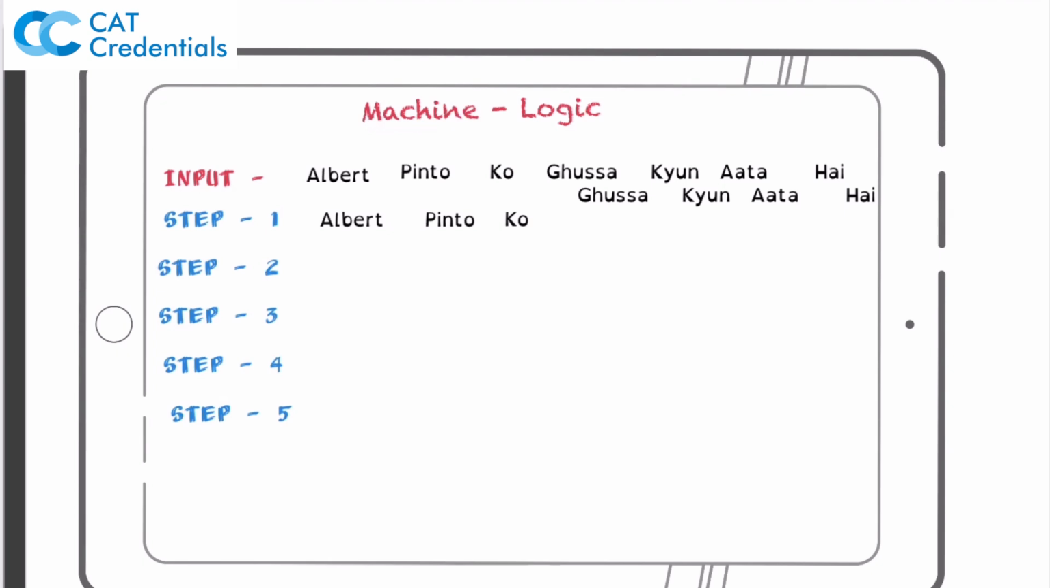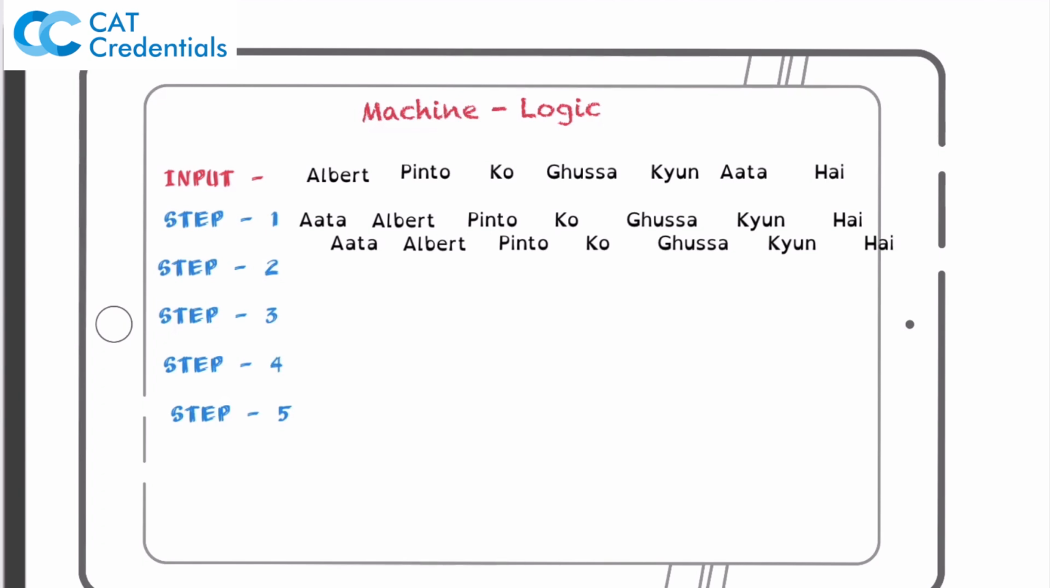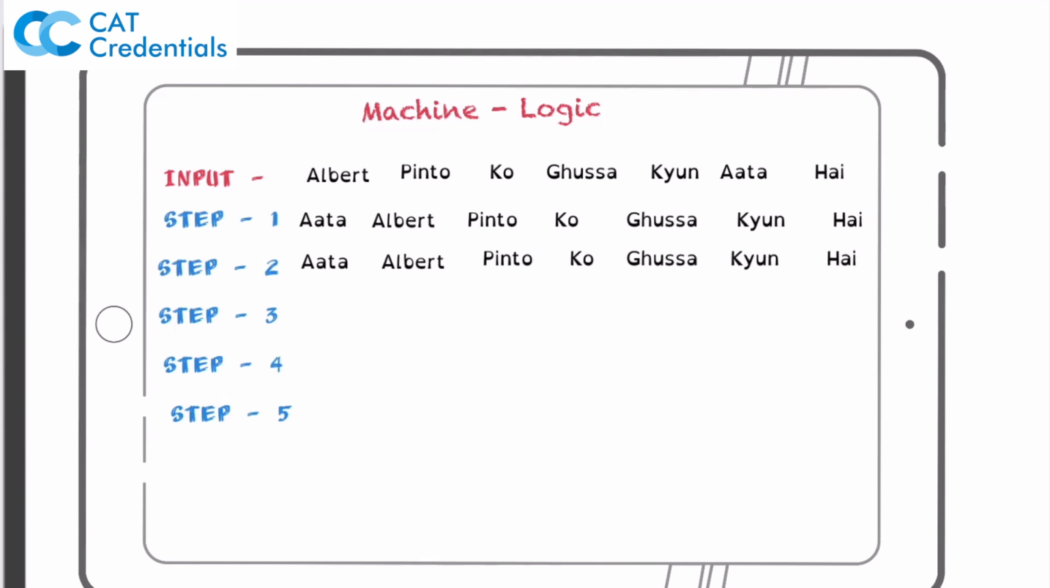I give "Albert Pinto ko gussa kyun aata hai" as an input to the machine. What does the machine do? Takes "aata" at the start and pushes the rest of the words. That happens in step 1. What is happening in step 1 to step 2? Let's see what is happening in step 2. The "gussa" comes at position 2 and it pushes the rest of the words. Okay, some logic is happening here.